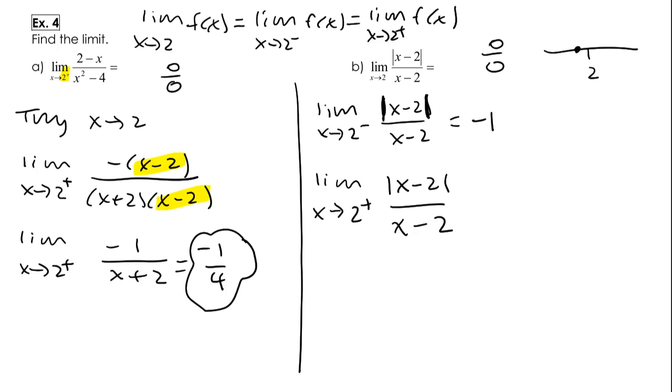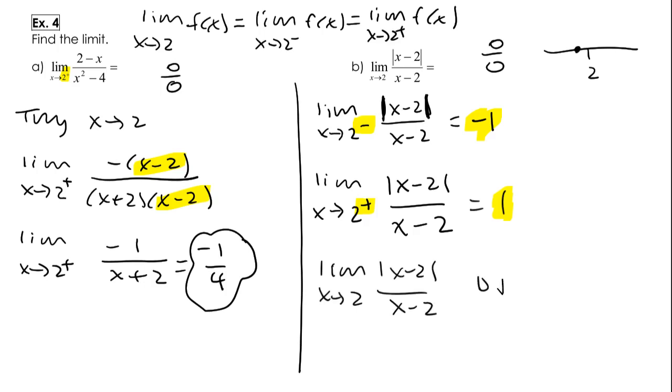Look underneath now. If you sub a number greater than 2 in, the absolute values here are irrelevant because you really don't need them, because this is always going to be positive, and this is going to equal 1. So is negative 1 the same as 1? No way. So if the left and the right limit don't meet up, then how could the limit exist? So what would we say? We would say the limit as x approaches 2 of this function does not exist.